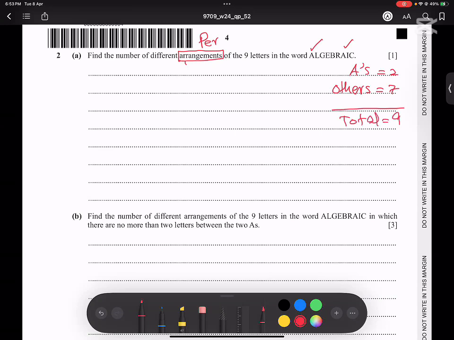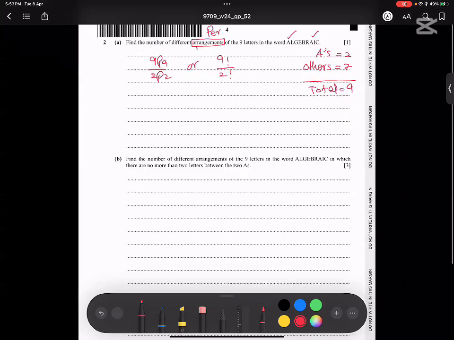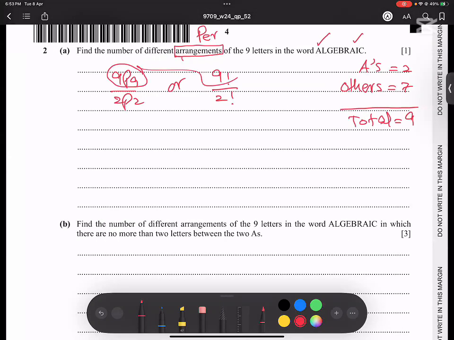So the first part is very simple. 9P9 divided by 2P2, because 2 are repeating. Or you can write 9 factorial by 2 factorial. Make sure that if both numbers are equal to each other, then you can write factorial form. And this answer, if we check in the calculator, turns out to be 181440. So I think this part is very clear. Let's go for the next part.